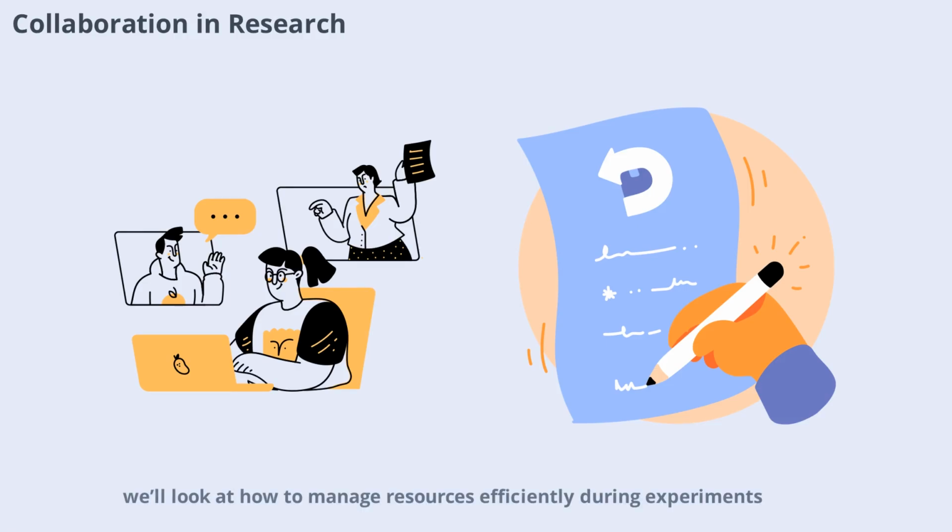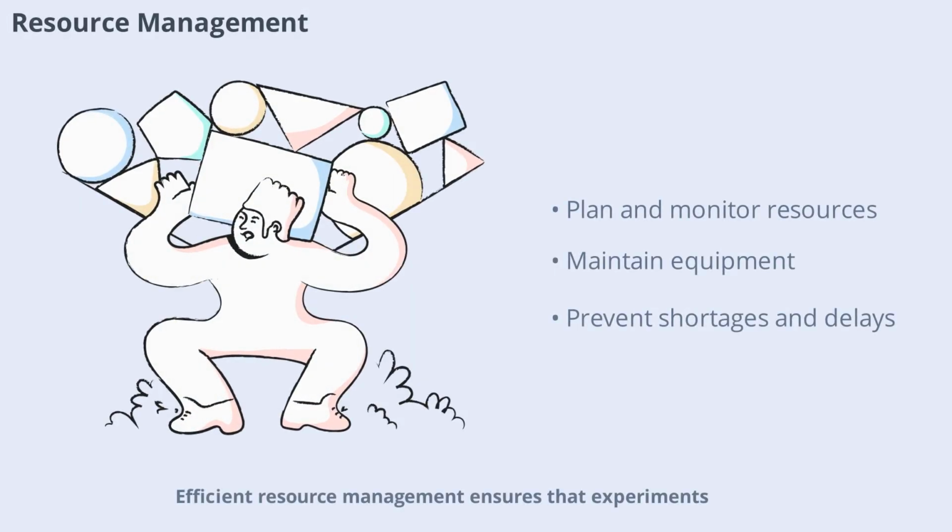Next, we'll look at how to manage resources efficiently during experiment. Efficient resource management ensures that experiments run smoothly and stay within budget. This includes managing time, materials, equipment, and personnel. Planning ahead and monitoring usage can prevent shortages and delays. Good resource management also involves maintaining equipment and ensuring that supplies are available when needed.